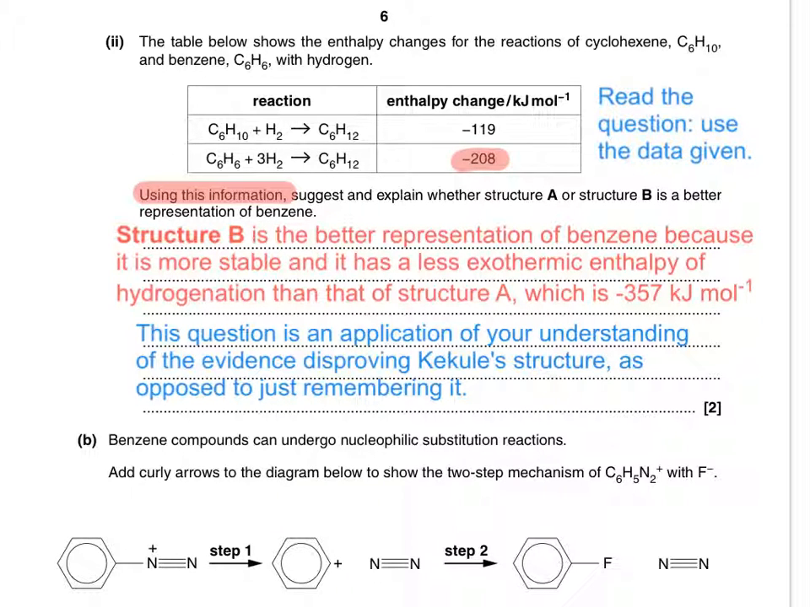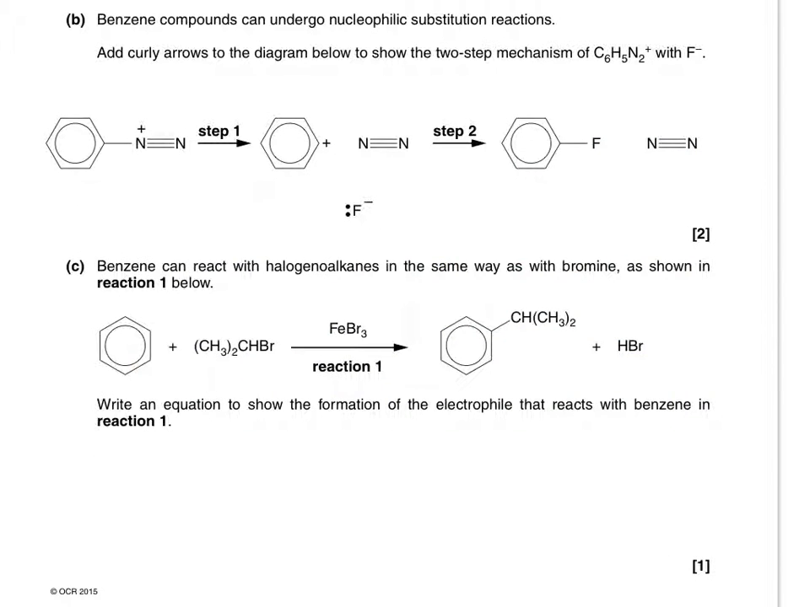So let's now look at the next part of the question, which is about an application of mechanisms, or understanding of mechanisms. Okay, so this part of the question is very much an application question, because obviously you haven't seen this particular mechanism before. But what it does tell you is that benzene compounds can undergo nucleophilic substitution reactions. Just because it's not in the textbook doesn't necessarily mean it doesn't happen. All that means is it's not on the specification. So this is obviously a deductive question.